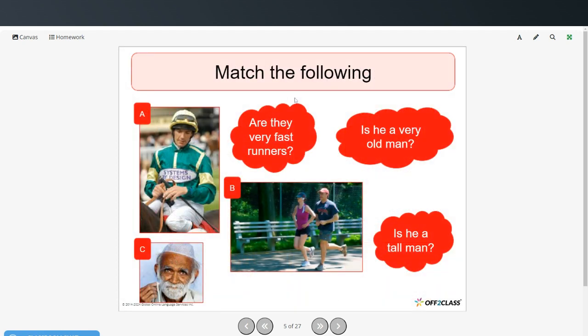Okay, so see if you can match the sentences with the pictures. Are they very fast runners? Well, that would go with picture B. Is he a very old man? Picture C. And is he a tall man? Picture A.